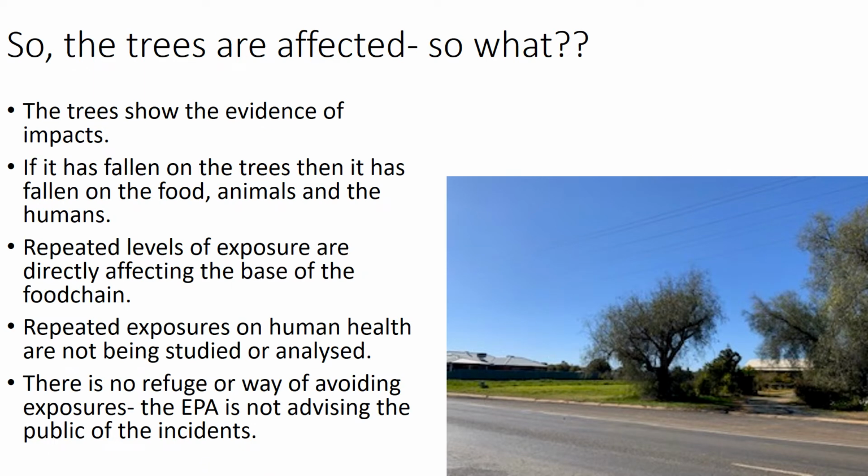And a reasonable question might be put by many people, well, so what? The trees are showing that there's obviously something happening, and so how does that affect me? Well, the trees are just indicators. If it's falling on the trees, then it's fallen on the people, the food, the roofs, wherever rainwater is collected, and the whole ecosystem. And there's no way of mitigating or getting away from it if the indicators from the vegetation are that you are getting repeated exposures. It's very, very hard for the population to know, and the authorities are not informing people when they are actually being affected.